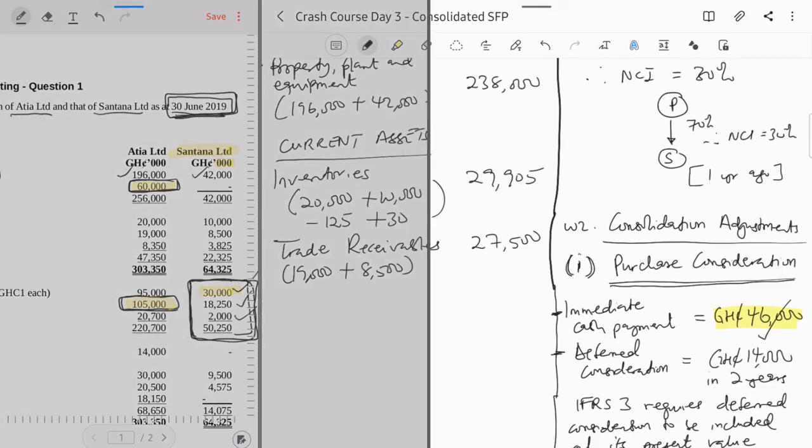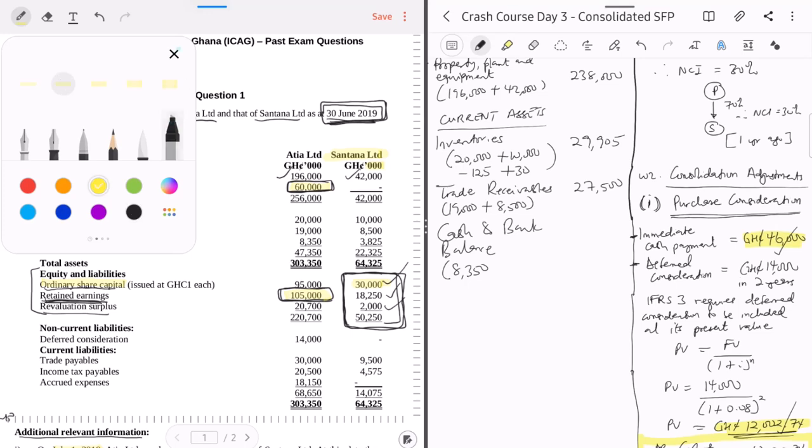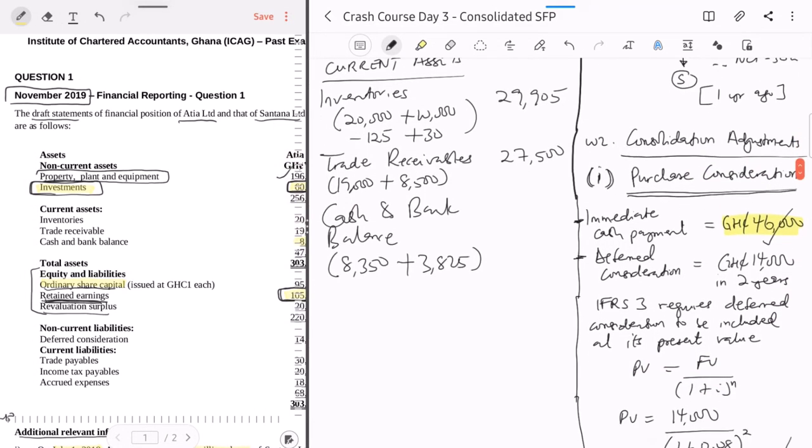What else do I have in the question? I have cash and bank balance. So I can do that here. Cash and bank balance. Parent is how much? 8,350. Right, so parent is 8,350 here. Sub is 3,825. So plus 3,825. I can add the two together. So it gives me, give me a second, 8,350 plus 3,825. It gives me 12,175, right? So that does it for my asset section. So I can comfortably add everything together so far to get my total assets.